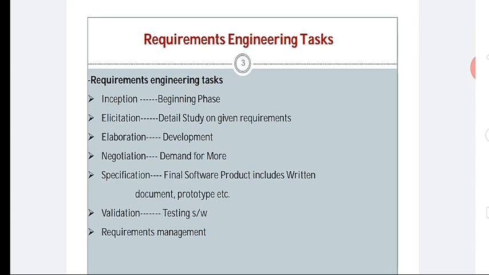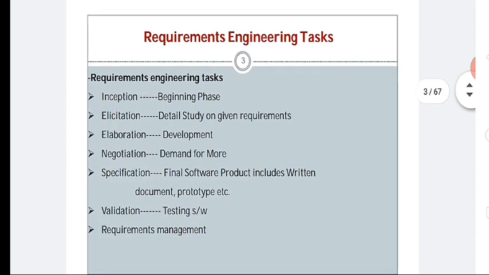The final software product includes written documents, prototype, etc. Whenever we complete the development process, and before deploying that software to the client, we have to create documentation. As we already studied in the previous lecture, the documentation consists of either the user manual, the tester manual, or other documentation. That work will be carried out in the specification process. So specification is where the final software product includes the written documentation and prototype.